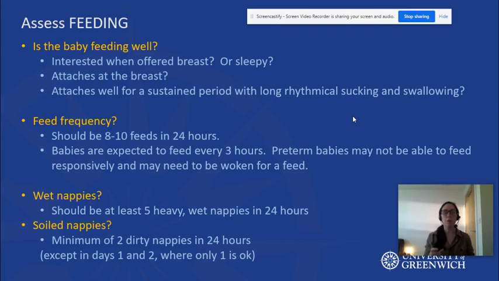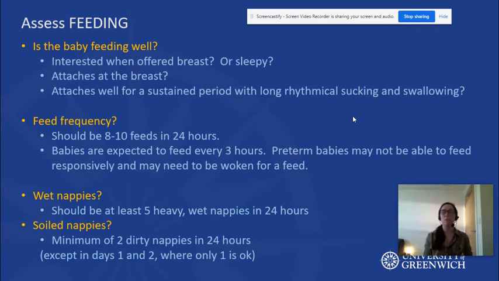So, first question is the baby feeding well? What does that mean? Well, basically, when the baby is attached or offered to the breast, does it latch on? Does it start to feed immediately? Does it tend to flop off to sleep? Even when there's a chance of being fed, is it more interested in going to sleep? That can be a bit of a worry. Do you need to wake the baby up for feeding? That can be a little bit of a worry as well.